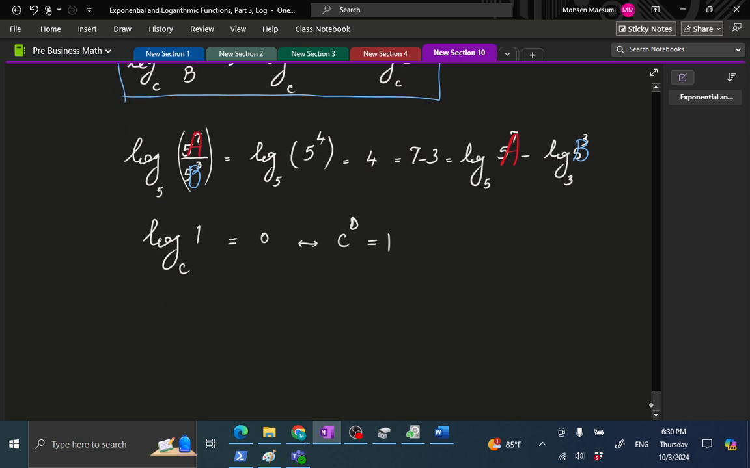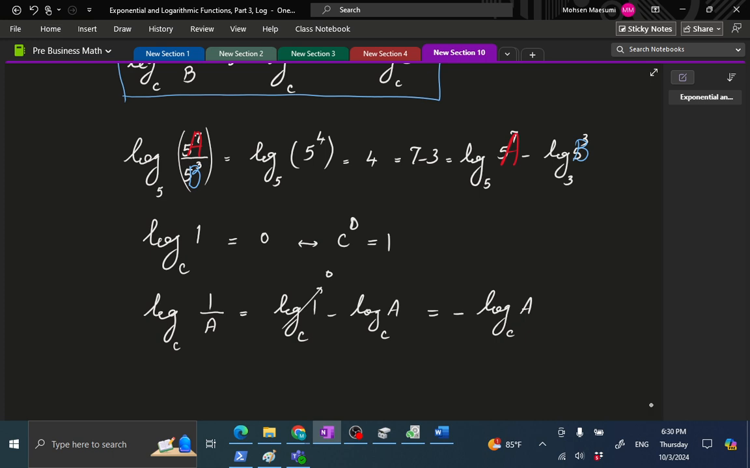What else? Logarithm of a fraction. Suppose I have 1 over a in some base c. Well, this is going to be logarithm of numerator minus logarithm of denominator by the rule that we had here. Well, logarithm of 1 we just learned is 0. So we are left with just logarithm of a in base c, but negative. So logarithm of 1 over a is minus logarithm of a in base c.